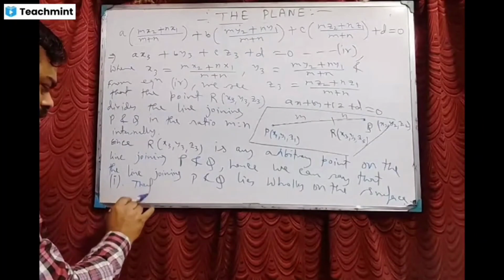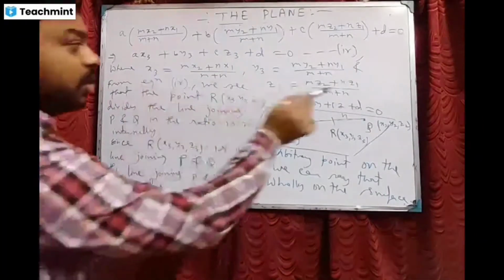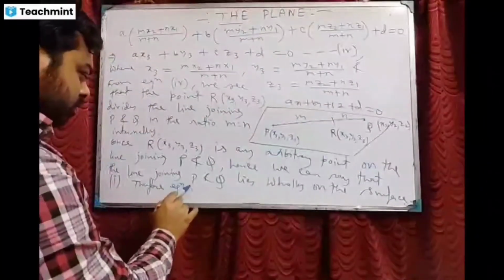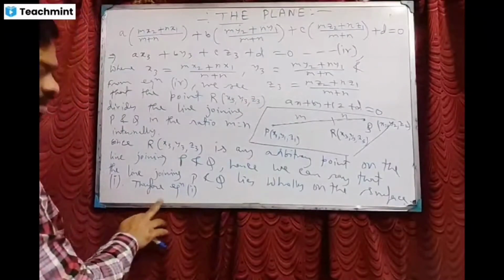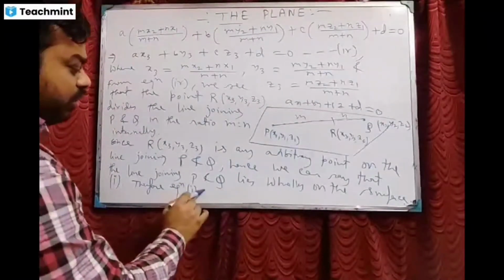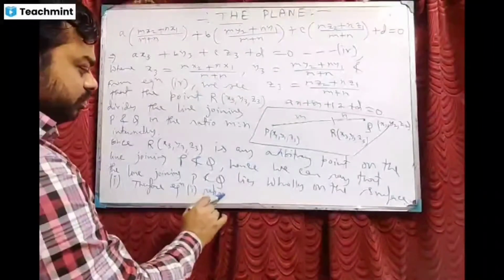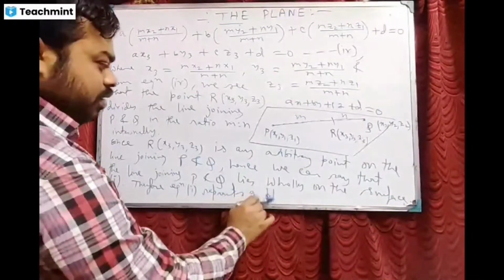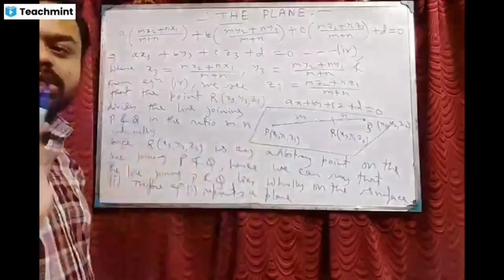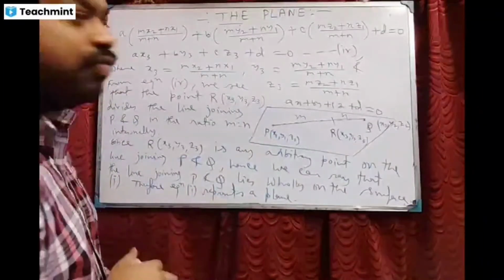Therefore, equation 1 represents a plane by Euclid's definition. So this completes the proof.